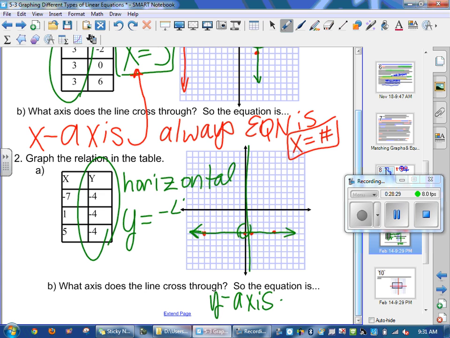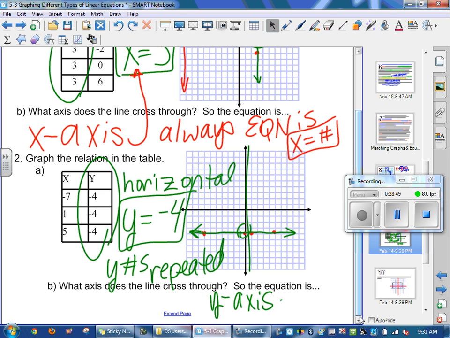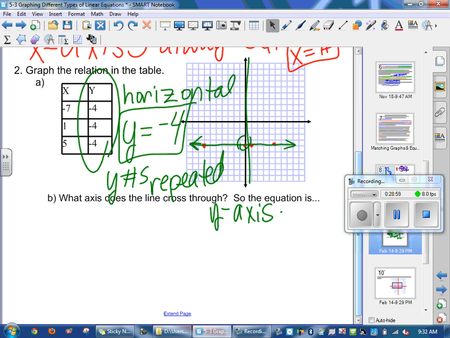So when y numbers repeat, they make horizontal lines, and you have a y equals equation. When you've got vertical lines and x repeats, you have a vertical line. It's the x equals equation. It's kind of opposite. So a good strategy to remember them is remembering the actual letters of the alphabet. So if I say to you, vertical line always starts with x equals.